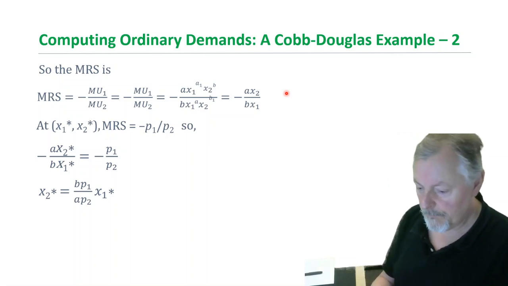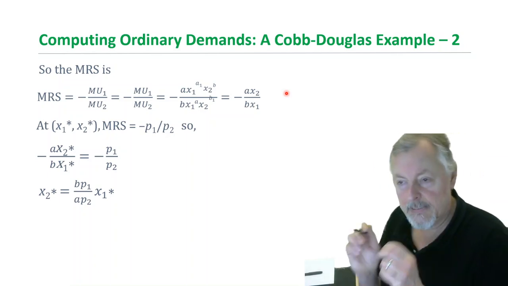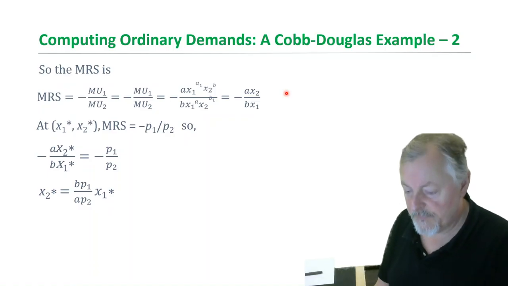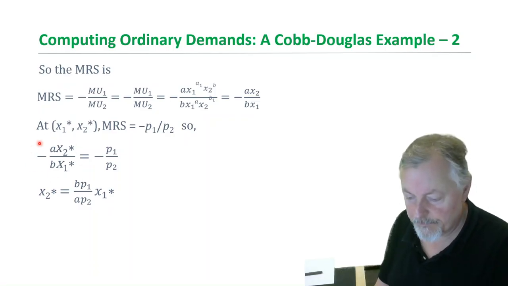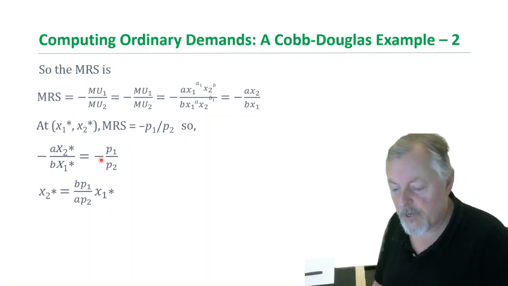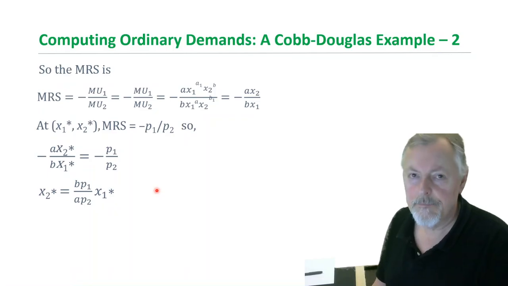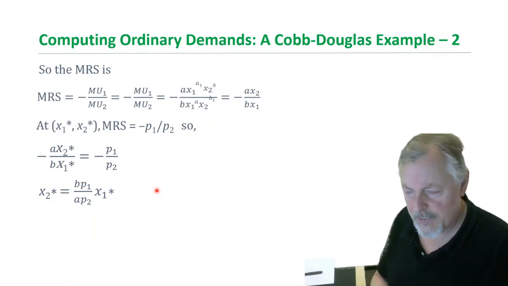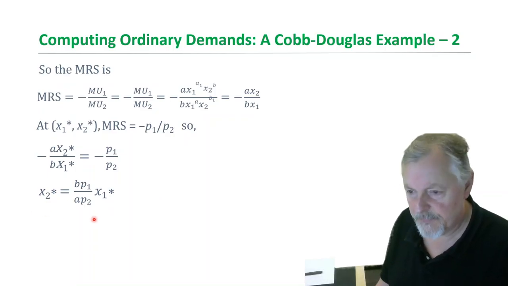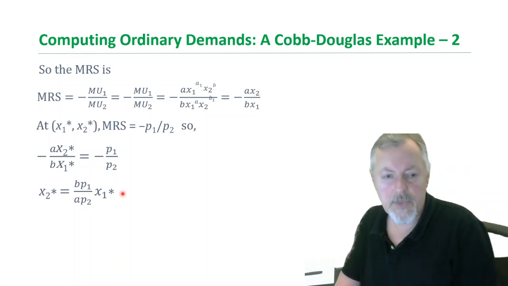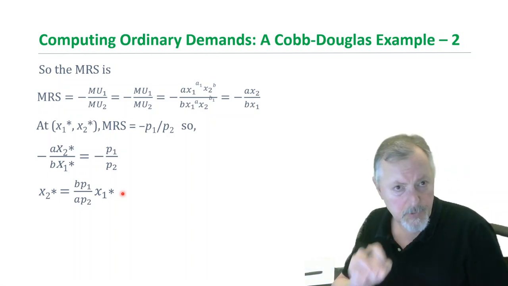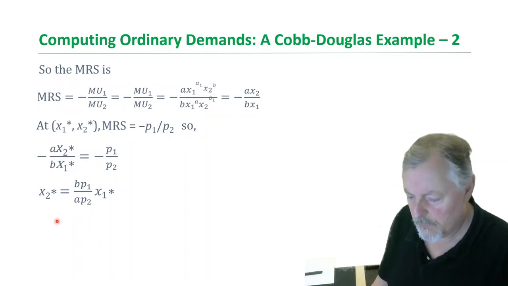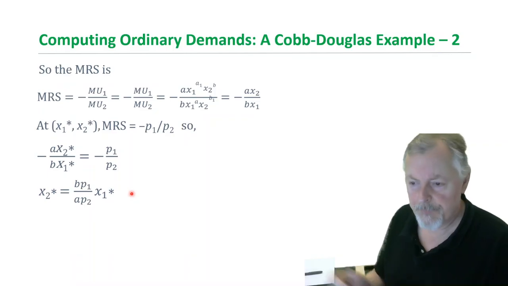So, we know that at the optimum bundle, the marginal rate of substitution, which is there, will equal the price ratio. Do a little algebra to make it simple. You can drop the negatives because they cancel, and you get this. We know that at the bundle the person will choose, the optimum bundle, the optimal quantity of x2 and the optimal quantity of x1, they will have this ratio.